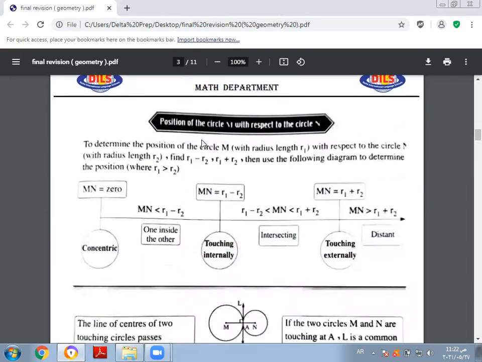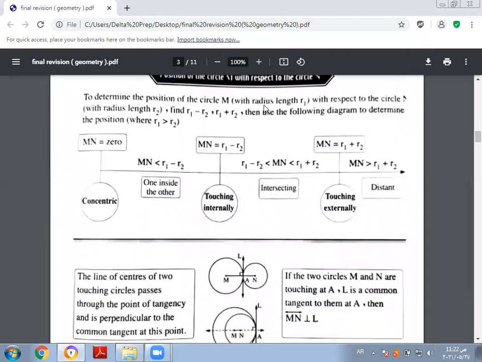What about positions of circle M with respect to circle N? To determine the position of circle M with radius length R1 with respect to the circle with radius length R2, find R1 minus R2 or R1 plus R2, then use the following diagram to determine the position, where R1 is greater than R2.